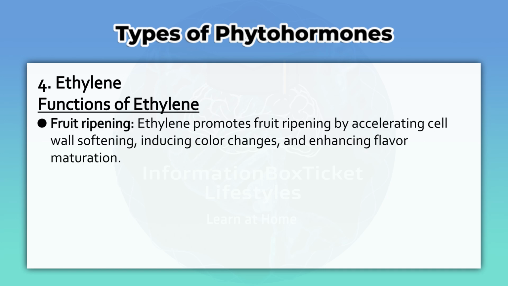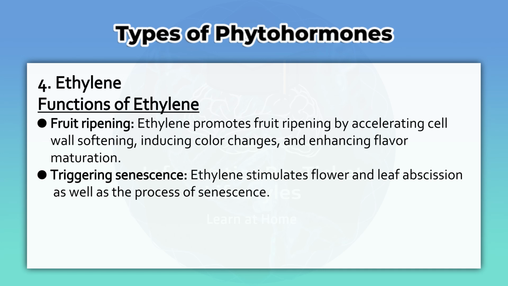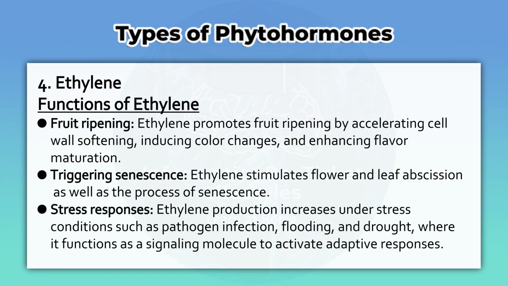Functions of ethylene. Fruit ripening. Ethylene promotes fruit ripening by accelerating cell wall softening, inducing color changes, and enhancing flavor maturation. Triggering senescence. Ethylene stimulates flower and leaf abscission, as well as the process of senescence. Stress responses. Ethylene production increases under stress conditions, such as pathogen infection, flooding, and drought, where it functions as a signaling molecule to activate adaptive responses.